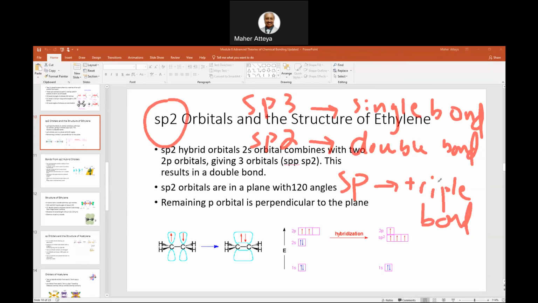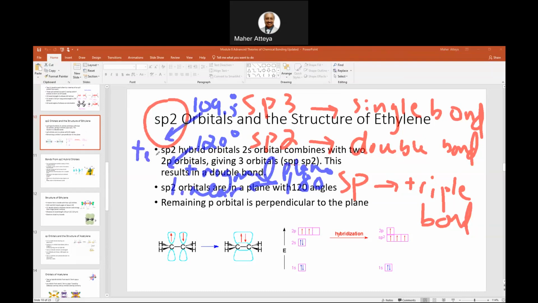So the angle here of this one, let me switch to another color. This is 109.5 degrees. This is 120, the double bond, correct? And this is 180 degrees. So this is linear, and this is trigonal planar, and this is tetrahedral. Let me repeat myself. SP3 is tetrahedral, correct? It's tetrahedral, and the angle is 109.5 degrees.